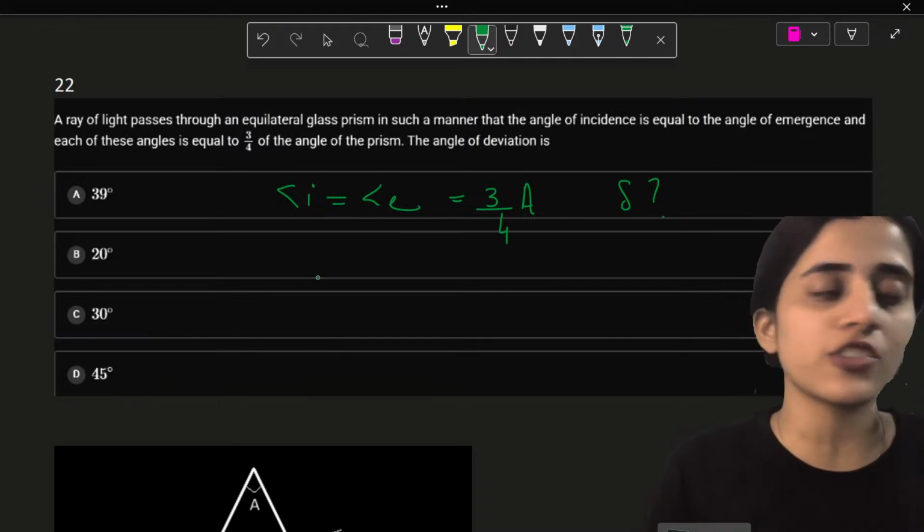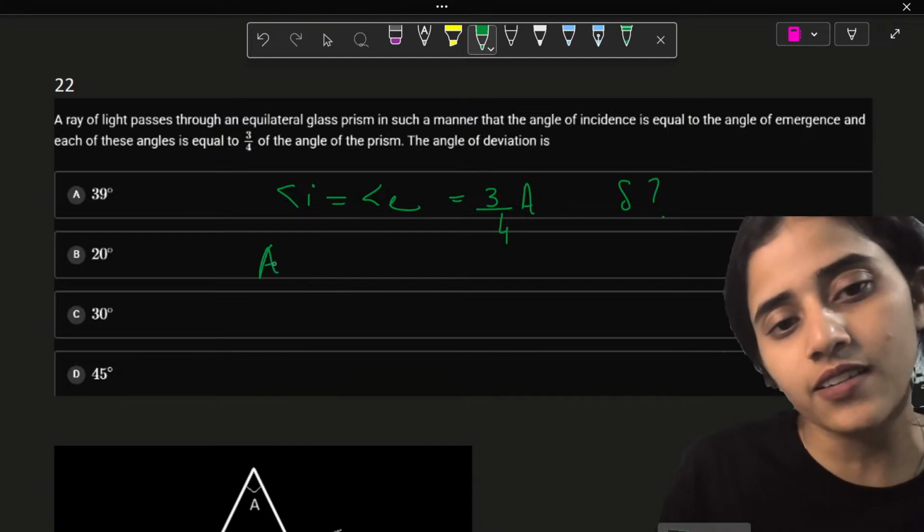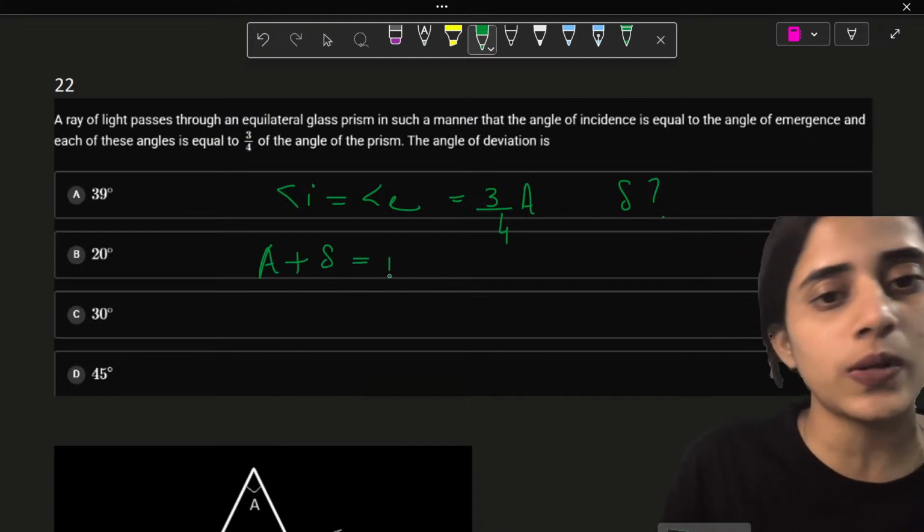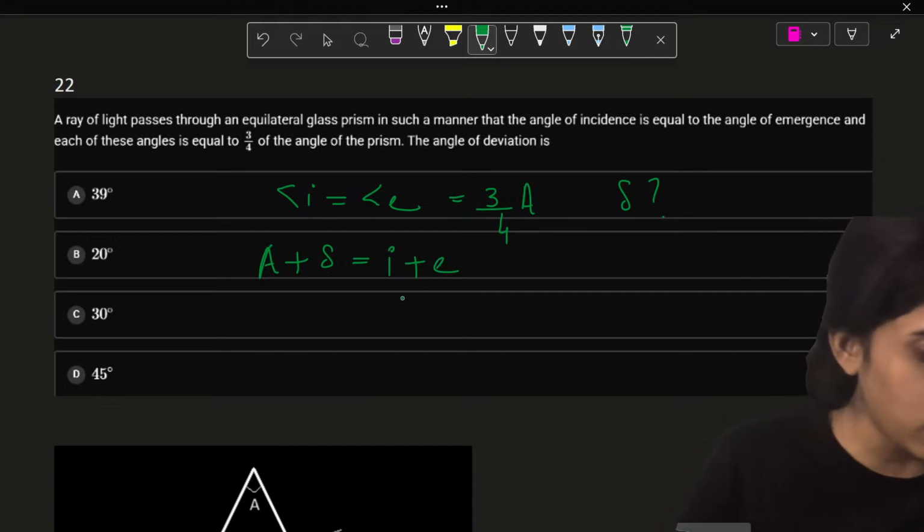Let's see if it's D or not. So what is the formula? A plus delta is equal to I plus E. You've all learned this formula.